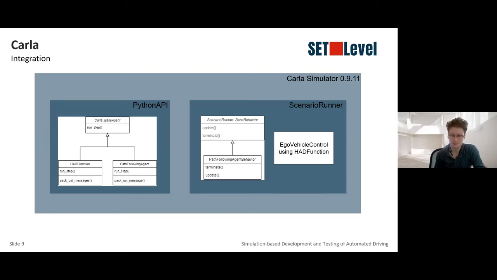implement this interface. On the scenario runner side, we implemented a new behavior for the traffic agent, and for the ego vehicle, we made a controller to use the HAD function as ego vehicle.